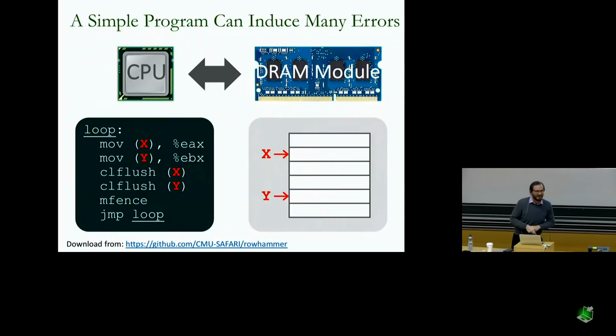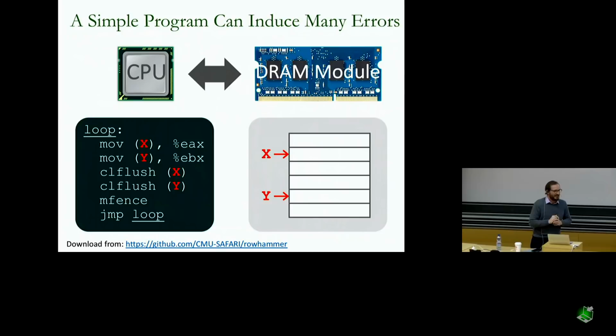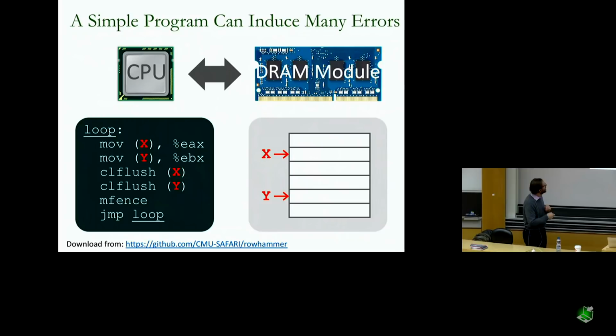So how can you actually do this? Well, a simple program can actually induce many errors. Before I said activate precharge, but you don't normally activate precharge, right? That's done by some hardware components, which we will talk about, again, in the next mystery a little bit more. But you can actually write this program that essentially selects addresses X and Y carefully.